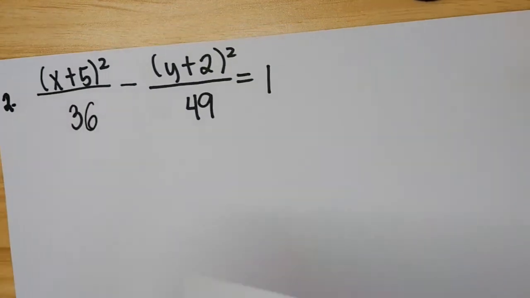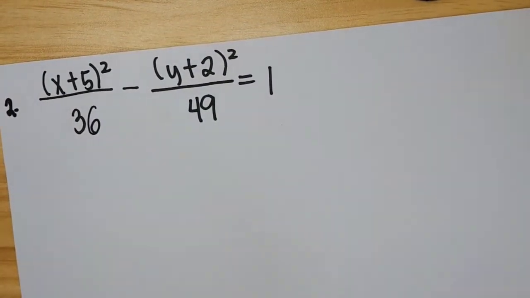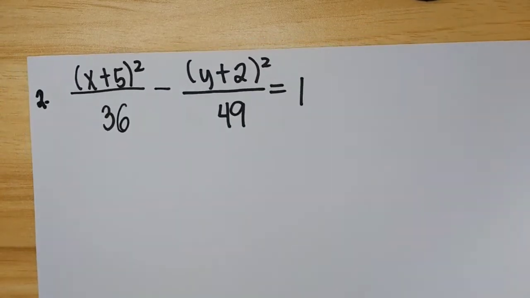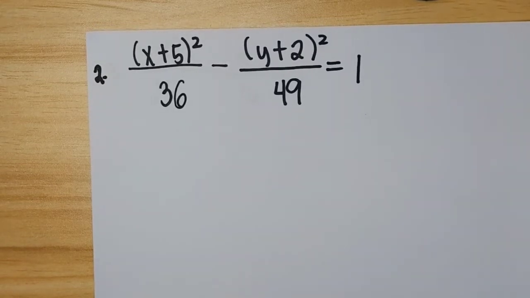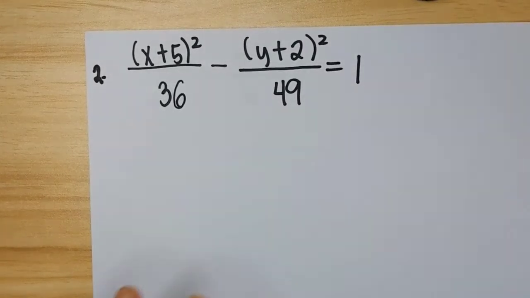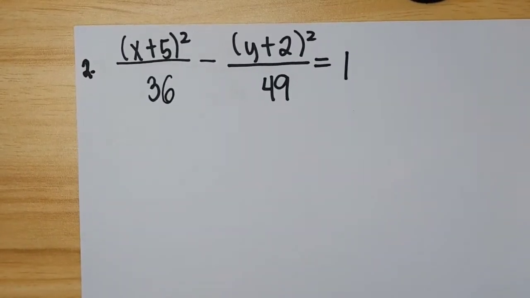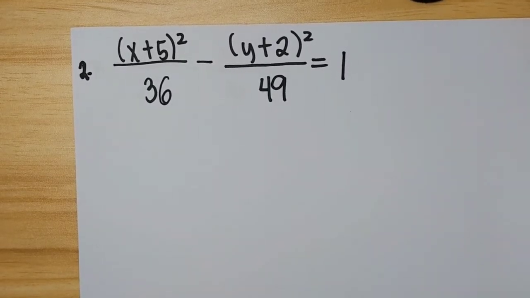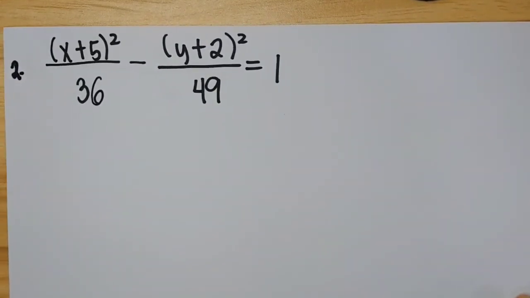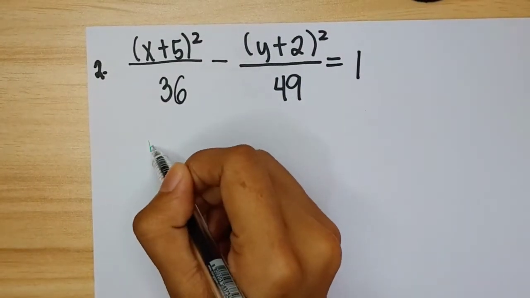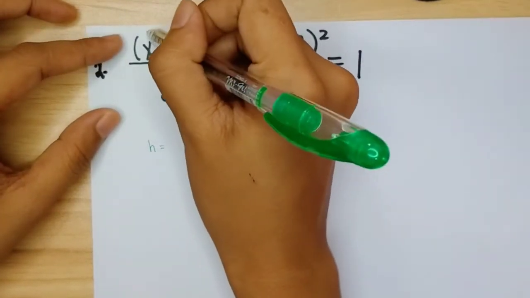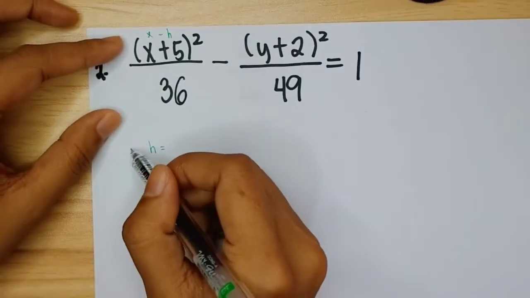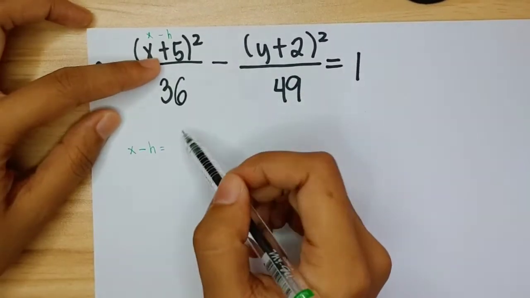Example number 2 tayo. This is (x plus 5) quantity squared over 36 minus (y plus 2) quantity squared all over 49, equal to 1. So, again, first step natin is hanapin yung h, k, a, b, and c para hindi tayo mahirapan later. So, we have here our h. Di ba, positive 5 yung nakalagay. So, di ba dapat x minus h tayo dyan. So, try natin na x minus h, dapat.